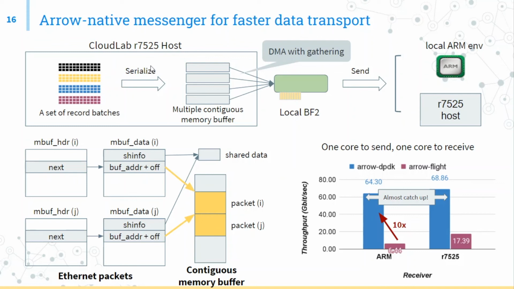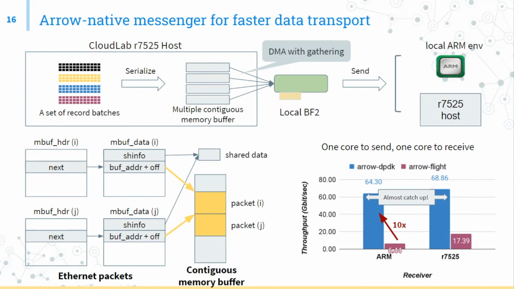I've created a demonstration to use gathering to send record batches and compare the throughput of sending to a local BlueField-2 card with the throughput of sending to another host. In DPDK, gathering memory buffers to the NIC can be implemented by attaching virtual memory to segments of Ethernet packets, as shown in the bottom left figure. An Ethernet packet can contain multiple segments.